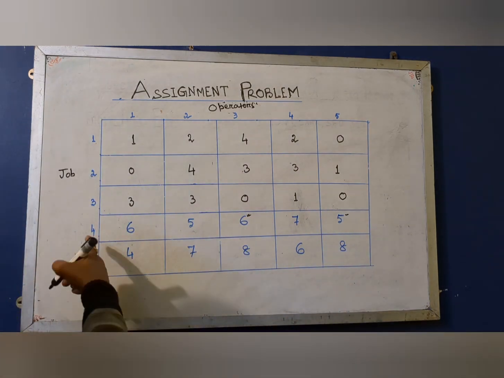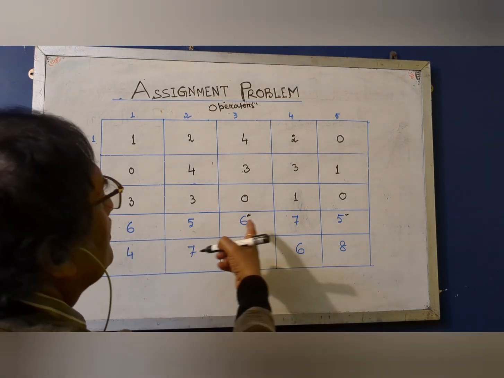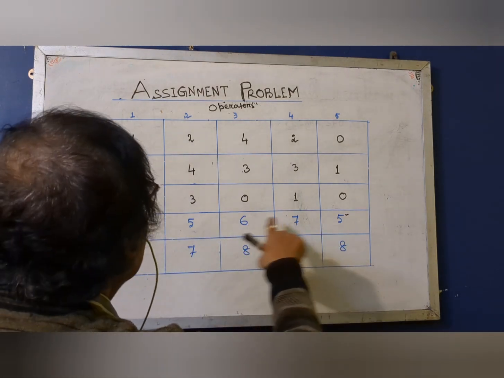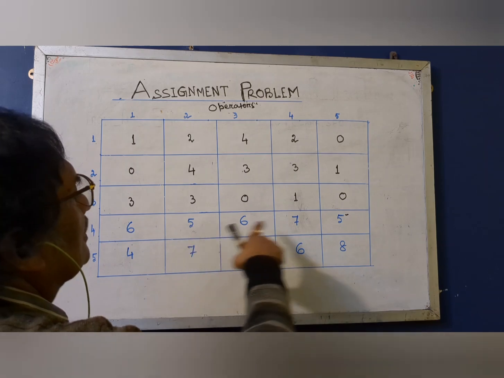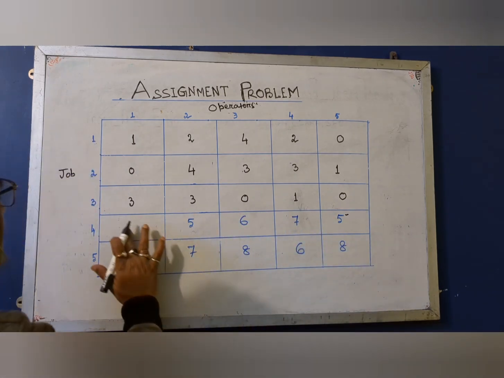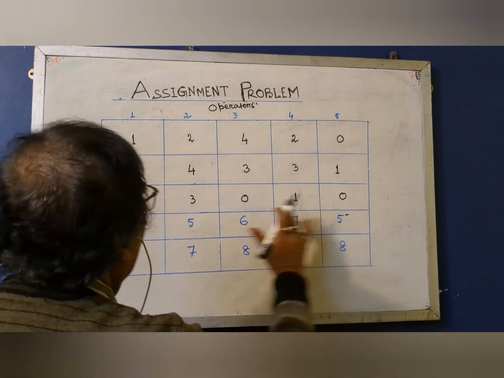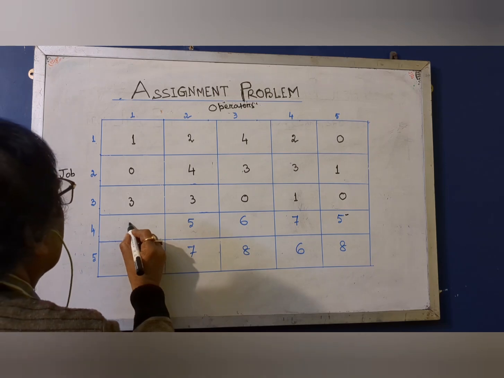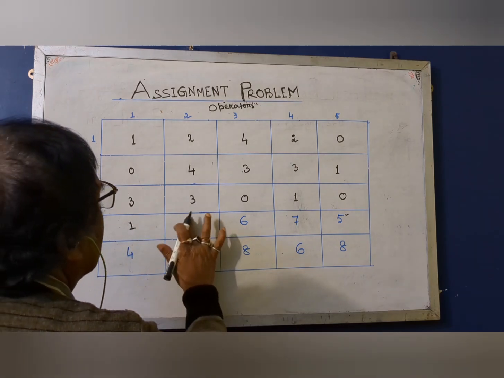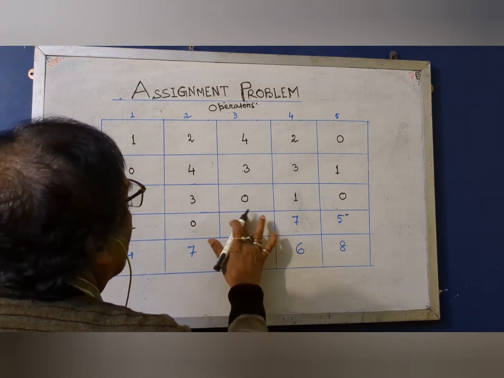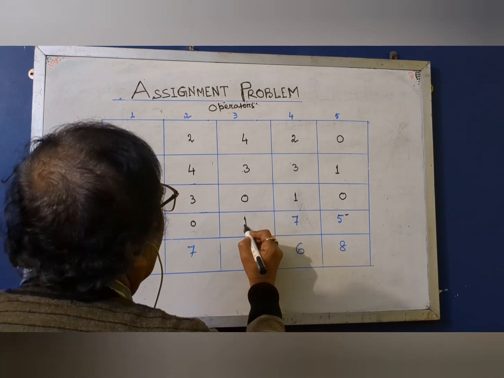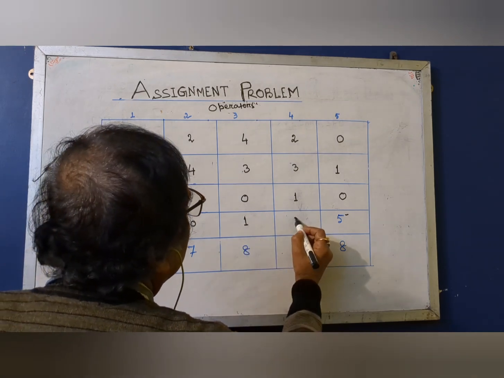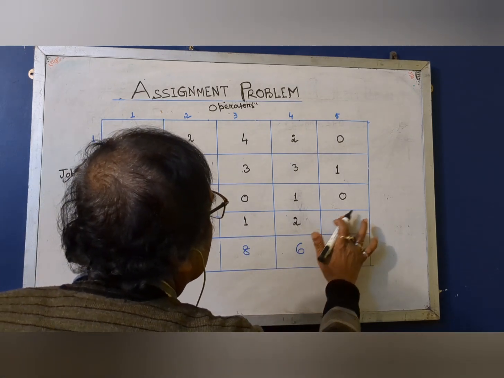Now take the fourth row. What is the lowest element? In this case, the lowest element is 5. You check, the lowest element is 5. That's why 5 is to be subtracted from all other elements. 6 minus 5 is 1. 5 minus 5 is 0. 6 minus 5 is 1. And 7 minus 5 is 2. And 5 minus 5 is 0.